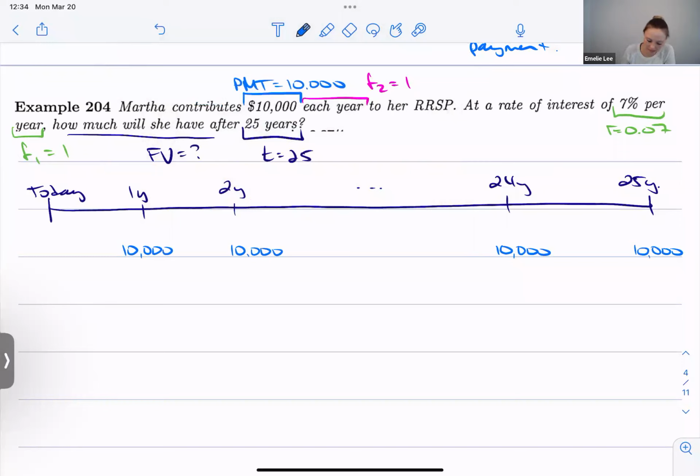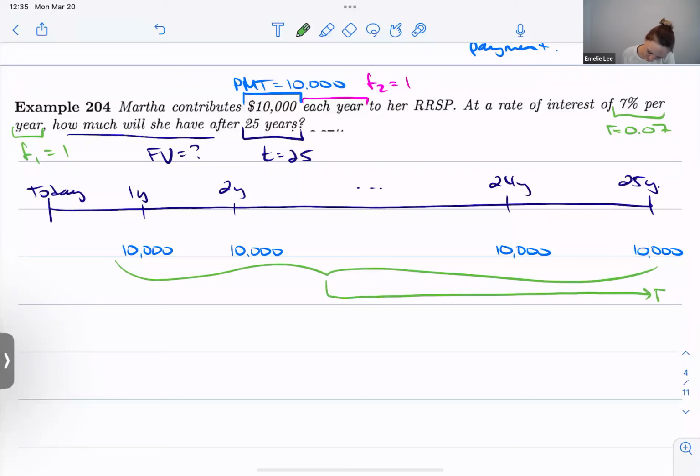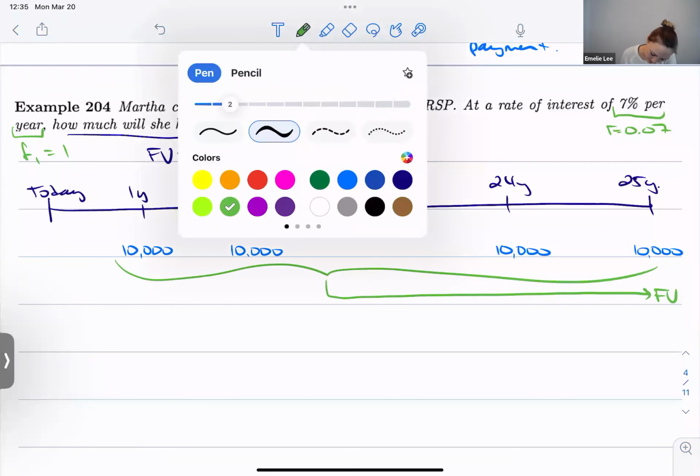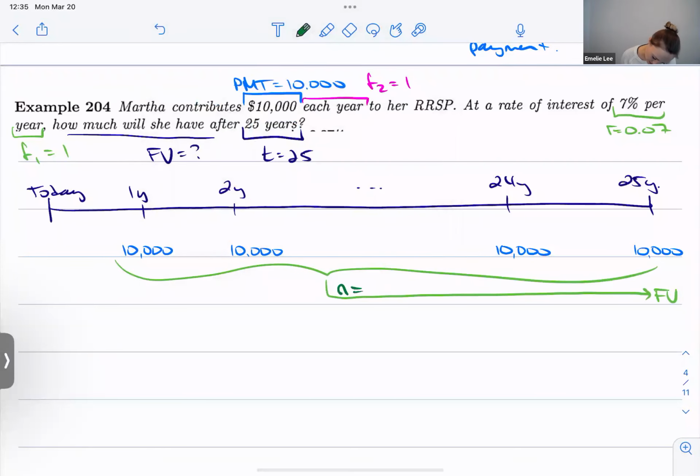So we want to find what the future value is. And remember that N is the number of payments. Okay. So here, N is time times F2, which is equal to F1 in this case, but just get in the habit of changing that. So now it's 25 times 1, which is 25.